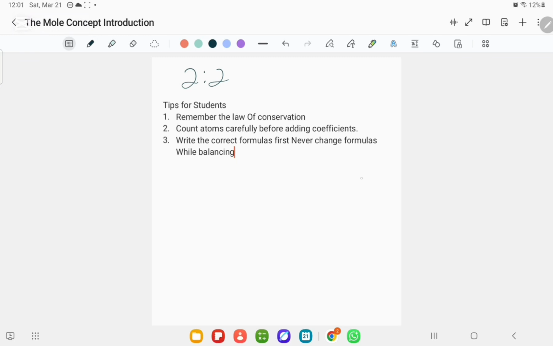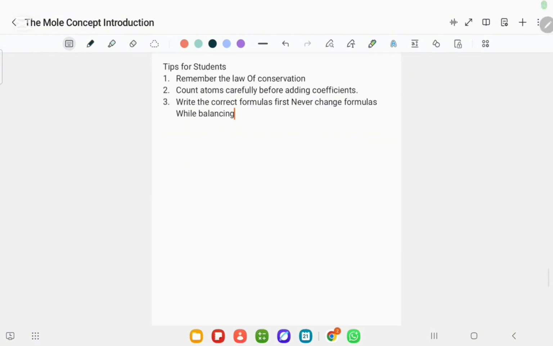Alright, so these are some tips for students. Remember the law of conservation. Count the atoms carefully before adding coefficients and write the correct formulas first. Never change the formulas while balancing. And this brings the curtains down to today's topic. I hope you find it useful.